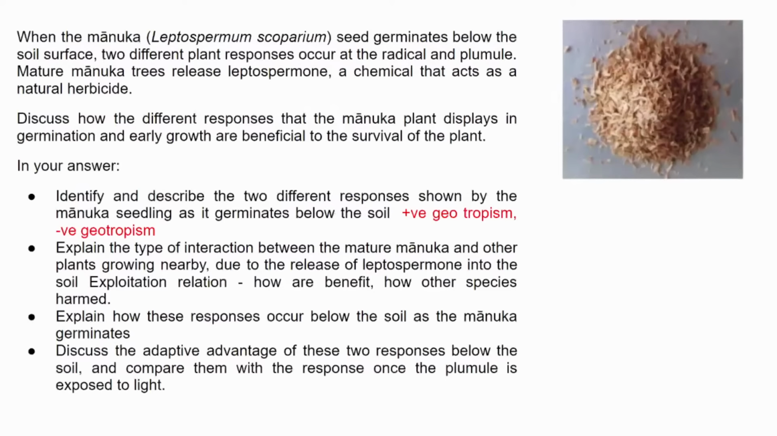And then finally, we go to a question around discuss the adaptive advantage of these two responses below the soil and compare them with the response once the plumule is exposed to light. So pretty much, why is the plant doing it? Why is all this effort and work going into the shoots growing up and the roots growing downwards?